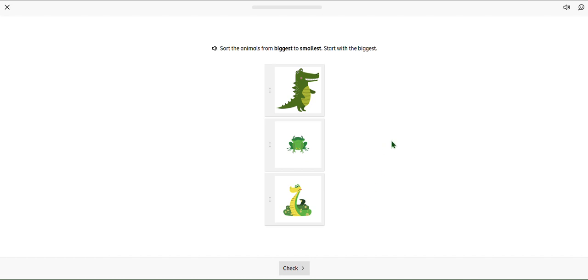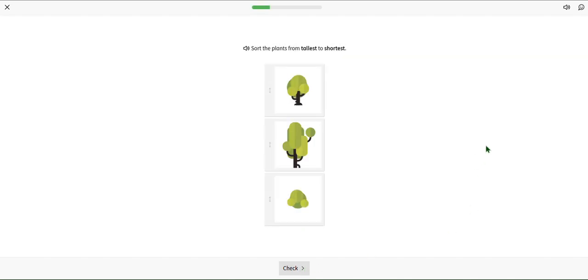Sort the animals from biggest to smallest. Start with the biggest, to smallest. Starting with the biggest, we're going to move this one to here. Let's see if we're right and if the biggest is on top. Sort the plants from tallest to shortest. This one looks like it's the tallest, so this one needs to come over here. That one's middle, and that one is the shortest.